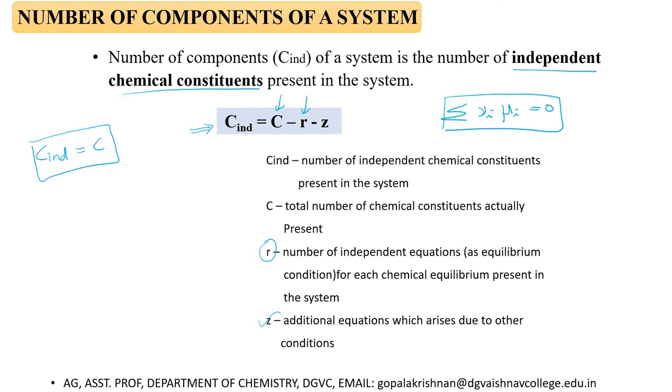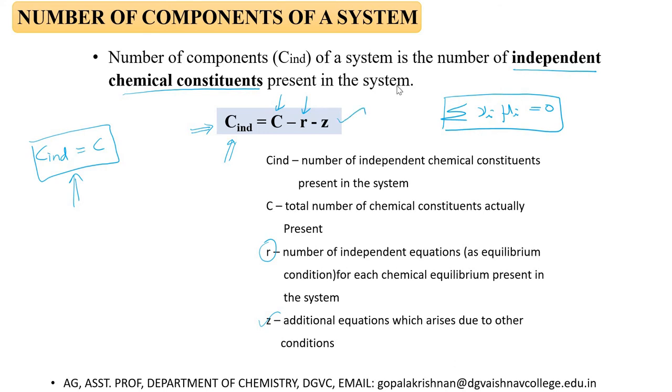If there is no chemical equilibrium or no additional conditions, then the number of components is equal to the number of chemical constituents present in the system. If there are chemical equilibria or any other additional conditions, then only you have to use this formula.